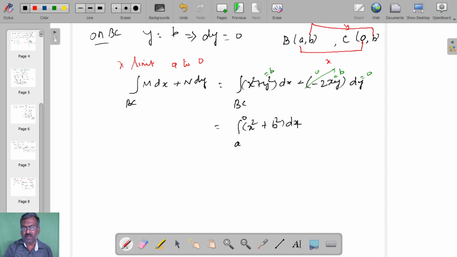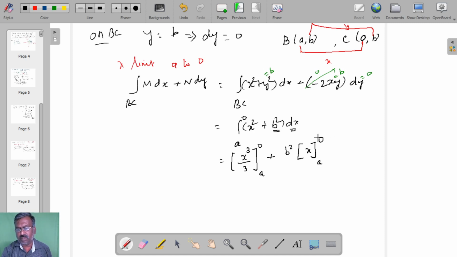Now take the integration for this. For x squared, increase the power by 1, so x cube by 3, with limit a to 0. Next, b squared is constant into dx, so we integrate dx only. Integral of dx is x, with limit a to 0. Now apply the limit here. First apply the upper limit: 0 cube by 3 minus a cube by 3.